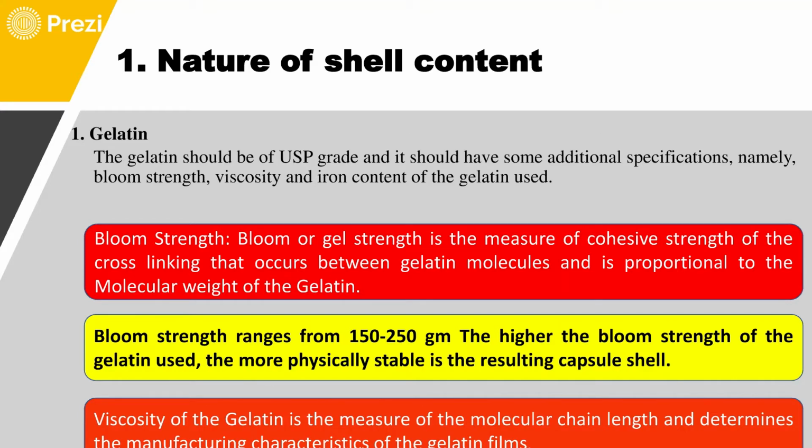content. So, the strength also varies, ranging from 150 to 250 grams, mostly used in the range of 180 to 190 grams generally. So, it is said that the higher the bloom strength of the gelatin, the more physically stable the resulting capsule shells are.